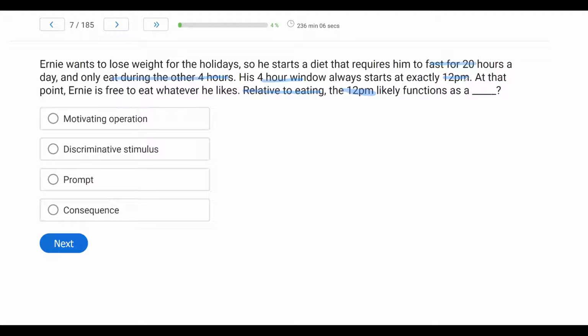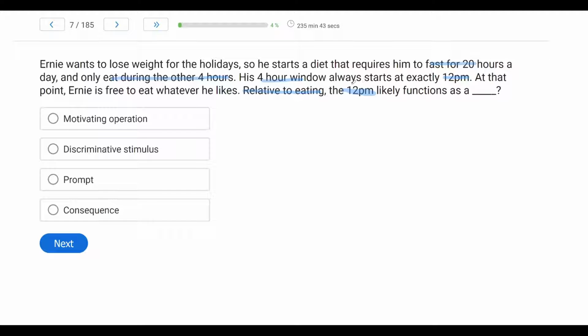is an antecedent relative to eating. So we can rule out consequence. 12 p.m. is not functioning as a consequence here. What is 12 p.m. doing specifically? Is it a motivating operation? Is it increasing the value of eating? Is it a discriminative stimulus? Is it signaling that eating is now available? Or is it a prompt? Is it coming after the SD?